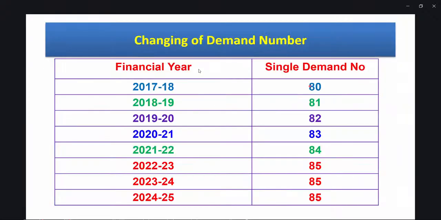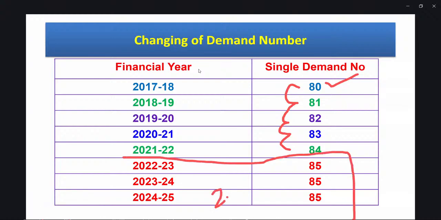So in the first year our demand number is 80. And again one more department is added. So our demand number is pushed to 81, 82, 83, 84, and from 22, 23 onwards up to 26, 27 also, this current year also. Last 5 years it is the 85.